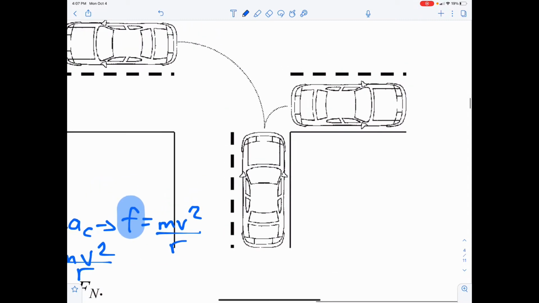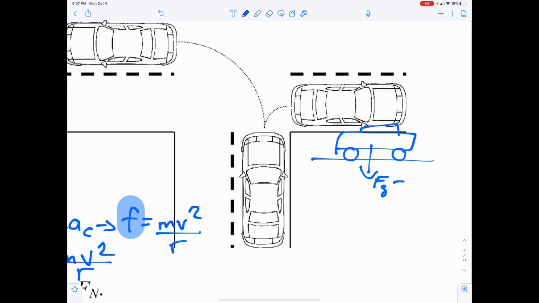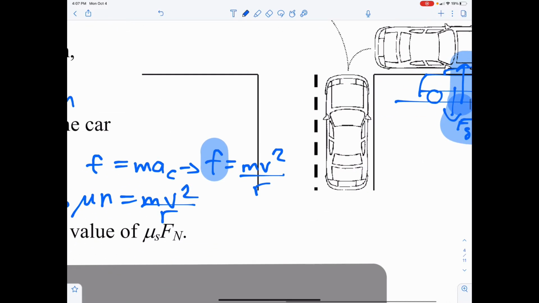And if you were to take a look at the car from the side view, you'd have the weight mg going down and you'd have the normal force going up, which means the normal force going up balances the weight going down. So I could actually rewrite this as mu times m times g equals mv squared over r. And again, I'm using the equals because I'm using a case of maximum static friction, not any smaller variety of static friction.